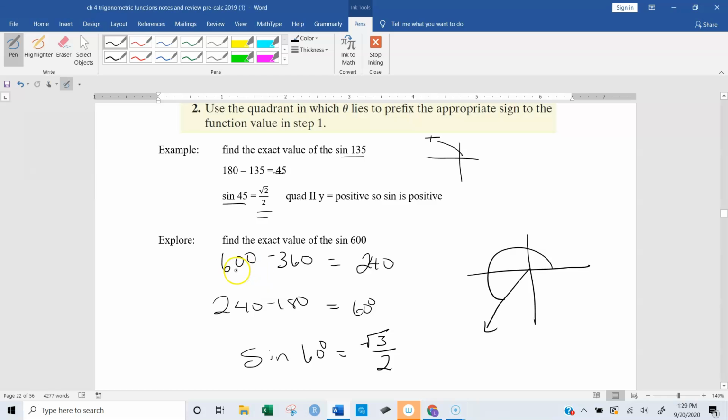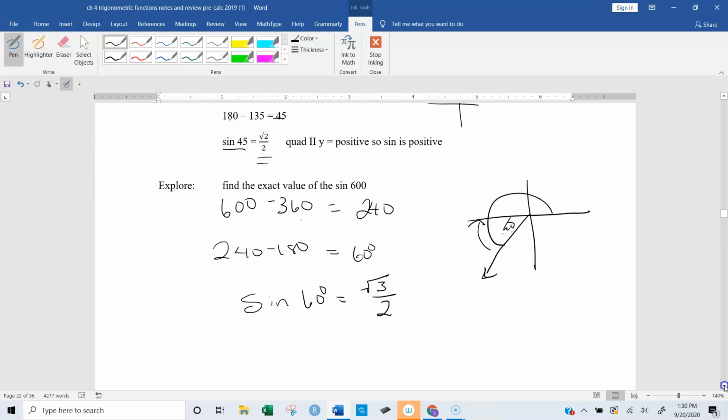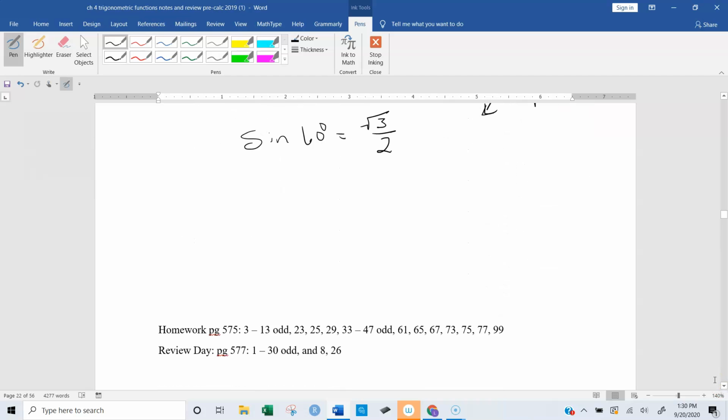Okay, so we took 600 minus 360, you got 240. 240 you recognize is over here. That's past 180, but not to 270. You subtract out 180 to find this distance back to the x-axis, and you've got a 60-degree angle. What is the sine of 60? You should know that's the square root of 3 over 2 from your unit circle. All right, so you've got to get those memorized if you haven't already.